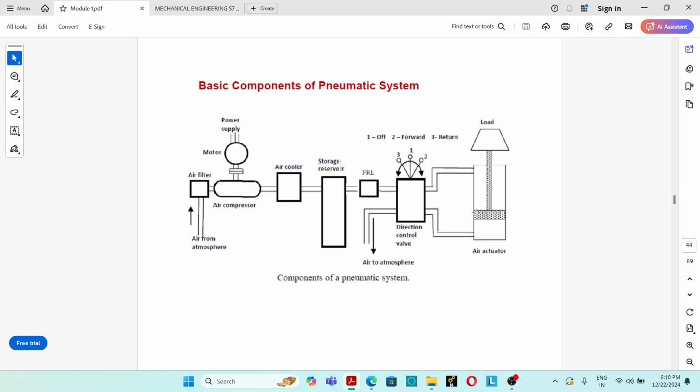5x2 direction control valve means 5 port 2 position direction control. This is a 4x3 direction control actually, 4 port 3 position direction control. Then the last component in a pneumatic system is the air actuator.